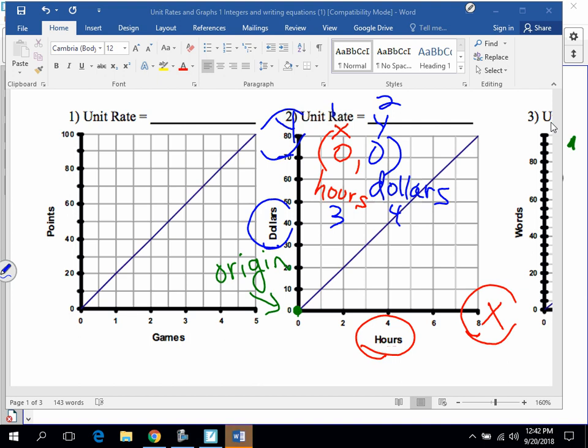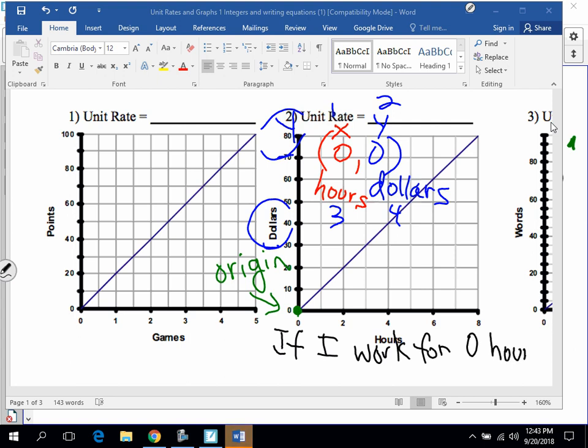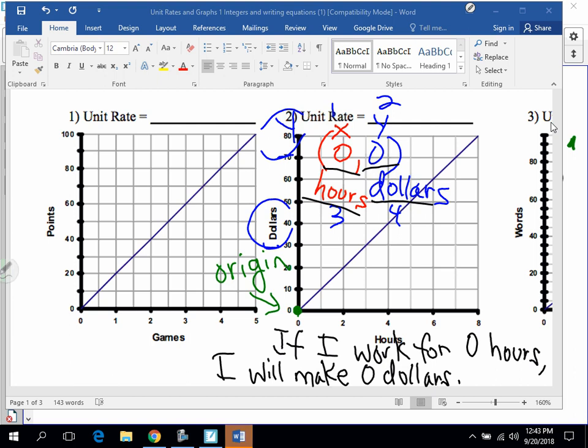So I need a sentence that has the words 0 hours and $0 in it. So I could say, if I work for 0 hours, I will make $0. So you'll notice I use the word 0 hours and I use the word $0 in my sentence. And that's it. I just explained the meaning of that point in this context.